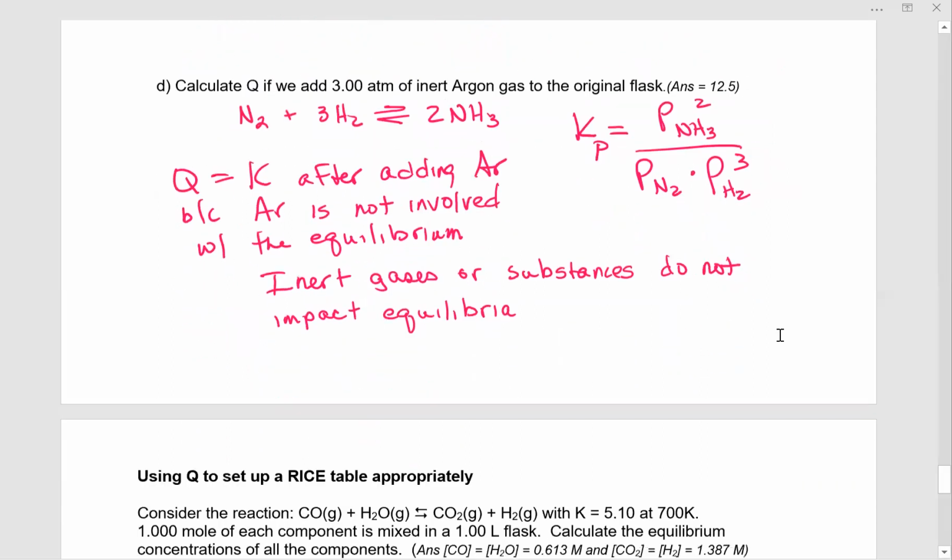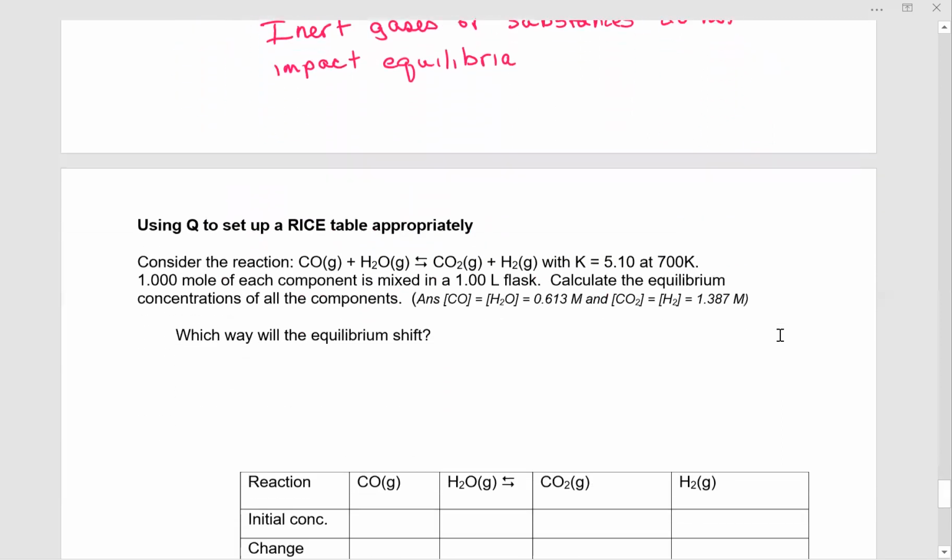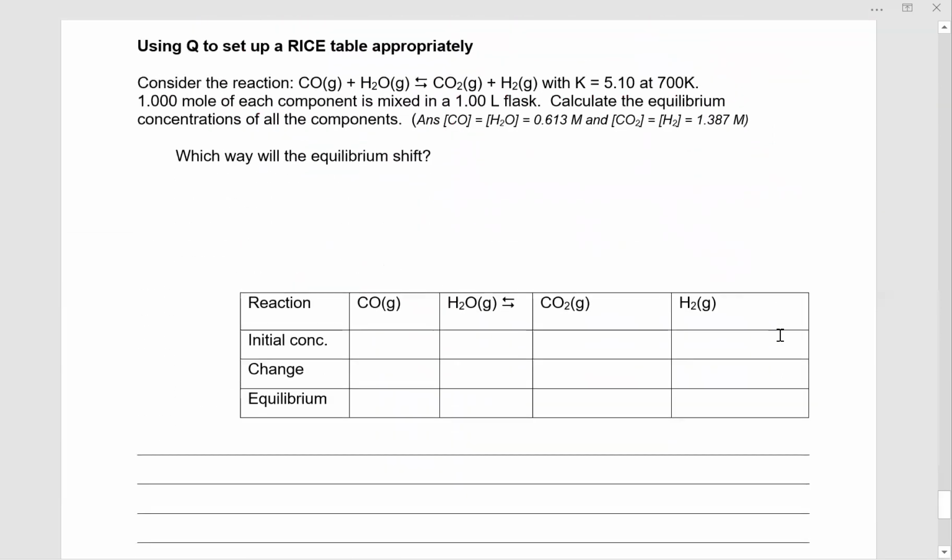All right, now we got a big one. So far what we've done with Q has backed up what you've learned how to do previously. If you add reactant, you know the reaction's going to shift away from the reactant. If you decrease the volume, you know the reaction will shift to fewer moles of gas. But what happens if we change two things simultaneously? How do we handle that? Well, this is what the next equation is going to do.